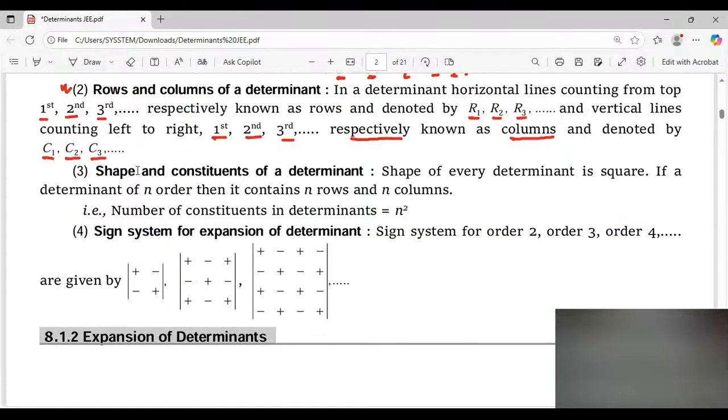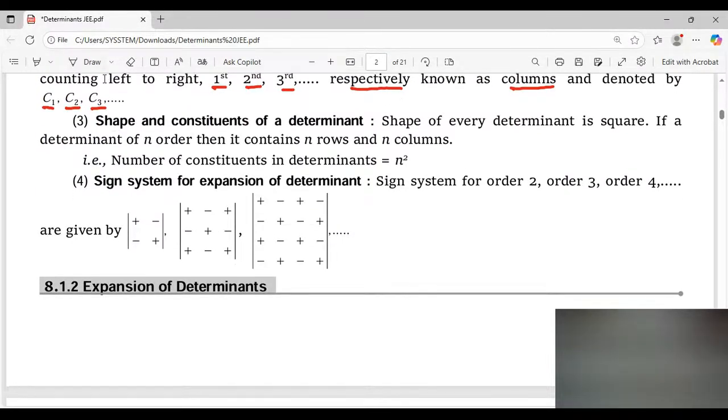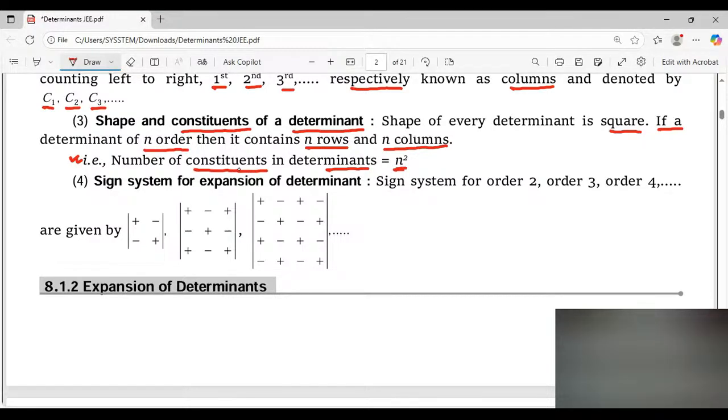So let's see the shape and constituents of a determinant. The shape of every determinant is a square. If a determinant is of order n, it means n by n. So it has n rows and n columns. For example, the number of constituents in the determinant is n square. So the number of constituents is equal to the number of elements, equal to order square, so n square.